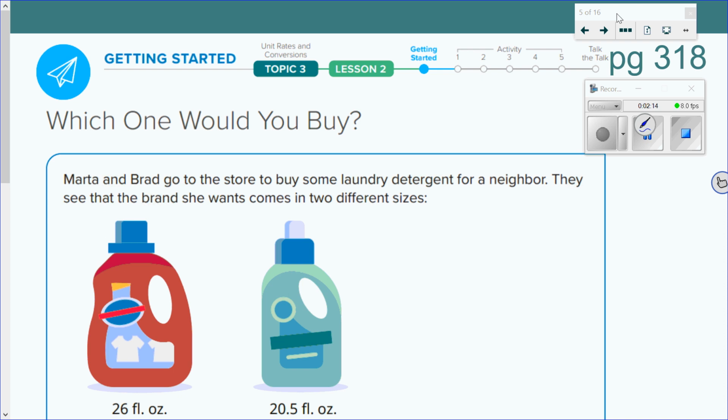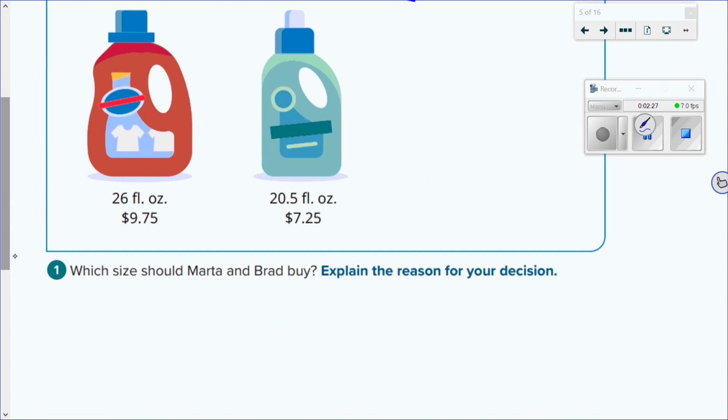We're going to work this first one together to help you understand the concept, okay? Marta and Brad go to the store to buy some laundry detergent for a neighbor. They see that the brand they want comes in 2 different sizes. So I've got a 26 fluid ounce and a 20 and 5/10 fluid ounce. Which size should they buy? There's our question. So if I'm going to determine which size I would buy, what do you think I'm looking for? The unit rate for a dollar, how many fluid ounces per dollar.